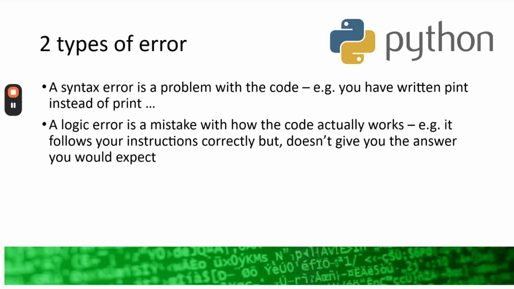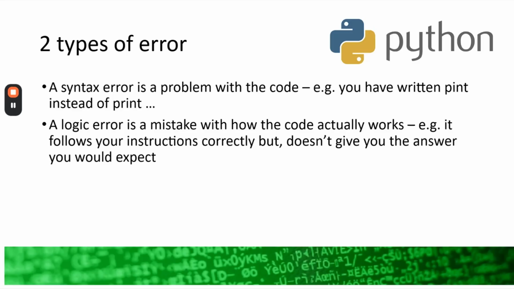So a syntax error is an error with your code. That might be a spelling mistake where you might have written pint instead of print, or you might have put print with a capital P, or you might have put it all in capitals. Those are syntax errors. In effect, they are spelling mistakes or errors in the way that you've written the code itself.